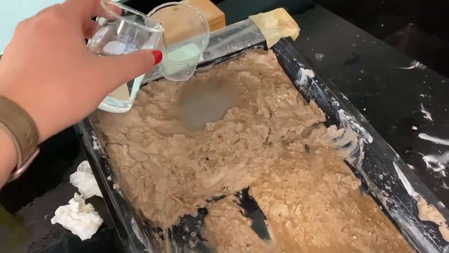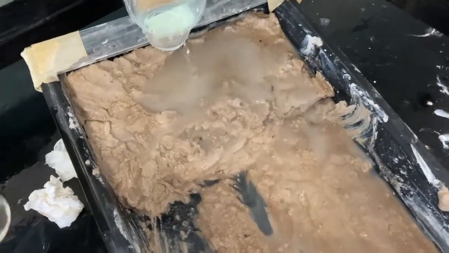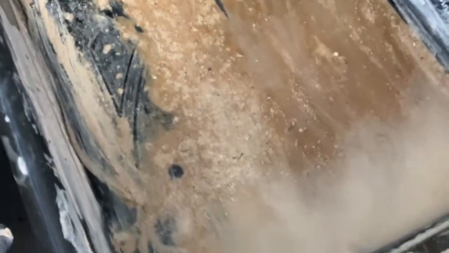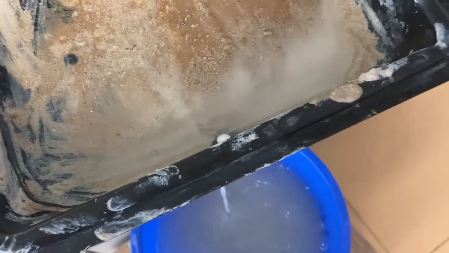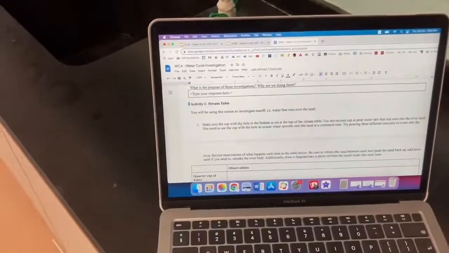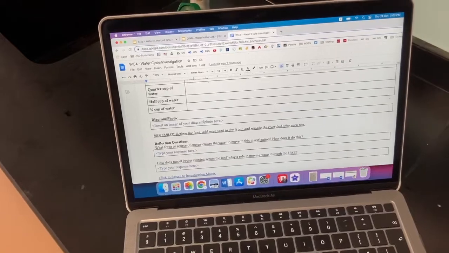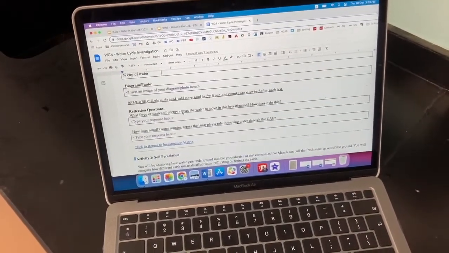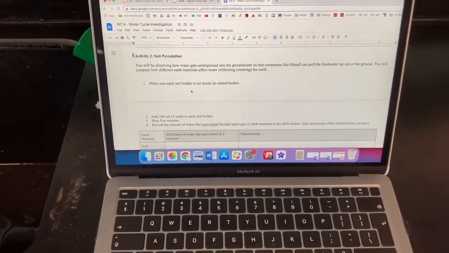And then finally, 3/4 of a cup. You can see that there's way more water. It's traveling faster. It's carrying more sediments. Okay. So you can see in the investigation, you should have written observations for each one of those things. You can take a screenshot or draw a picture of the stream table, and then there are 2 reflection questions to answer.